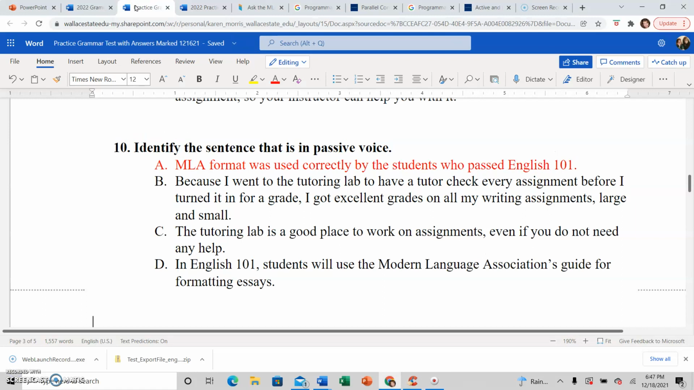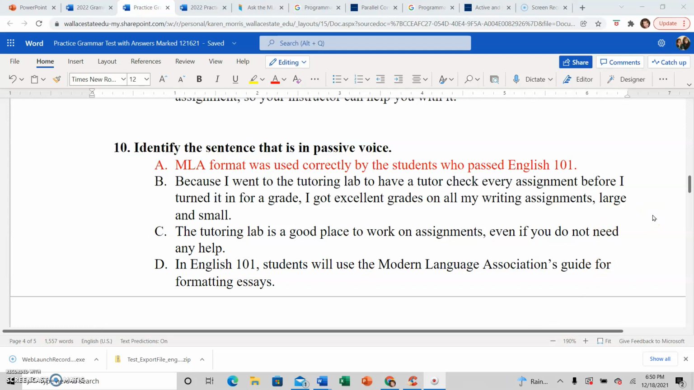So we're looking for the one that is in passive voice. That happens to be the first one. You have the by the students construction, that helps. MLA format was used correctly by the students who passed English 101. So the students who are using MLA format correctly, that comes after the verb used. So when the actor comes after the action, that's in passive voice. Also, you have the trick by the whatever after the action tells you it's in passive voice. The other 3 are in active voice.